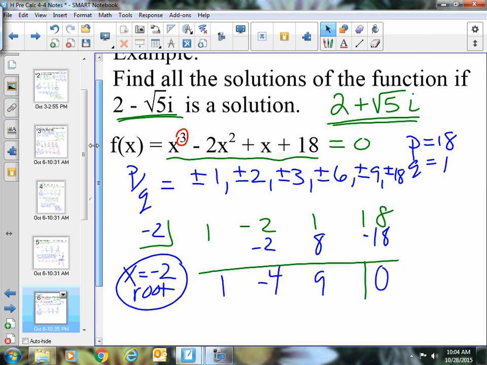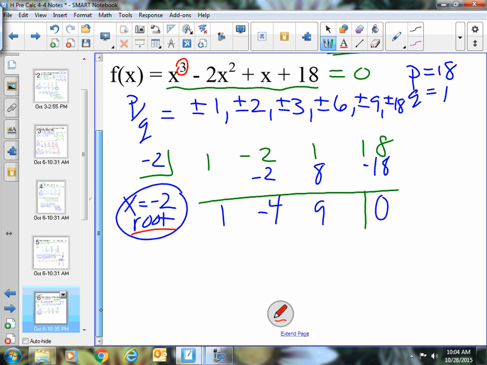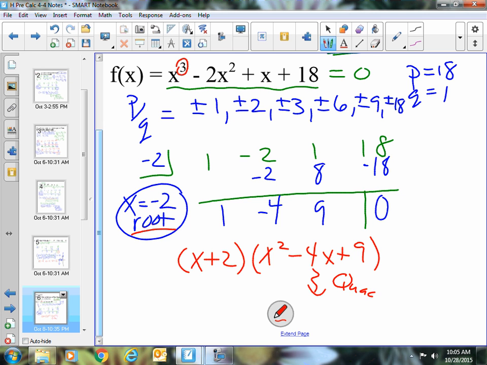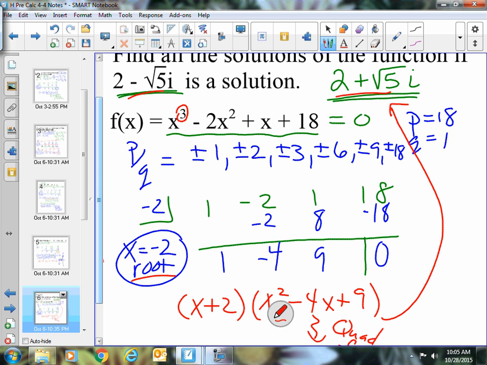So are we done? They said find all the solutions. I have my 2 imaginaries, and then I have my real root, I have my 3. Now, just so you know, what we have left over, this polynomial that's left, you can't factor it. If you do the quadratic formula, guess what solutions you get back to? These guys right there. If you do the quadratic formula, it will generate those two imaginaries. You don't need to do it because we already know what the solutions are, but that's where they come from.